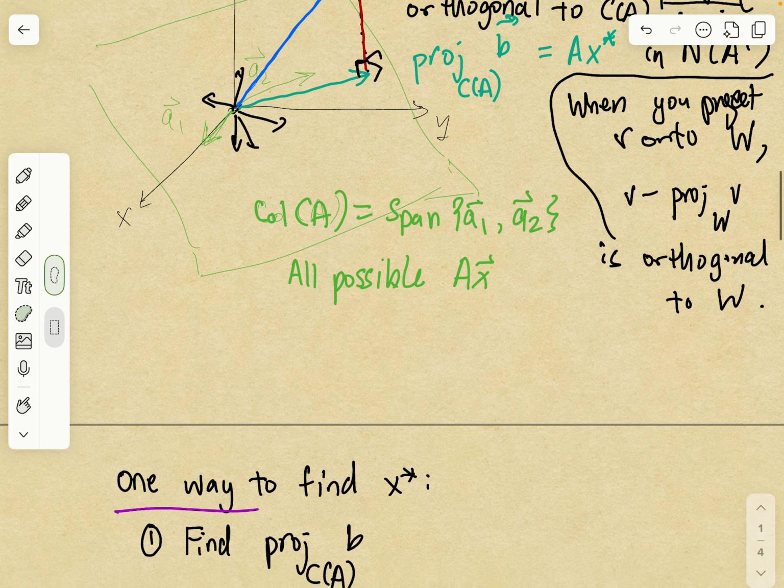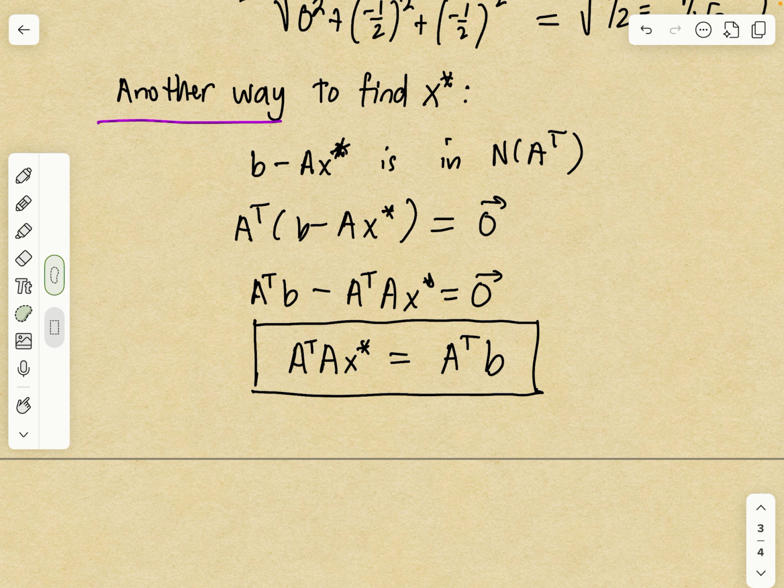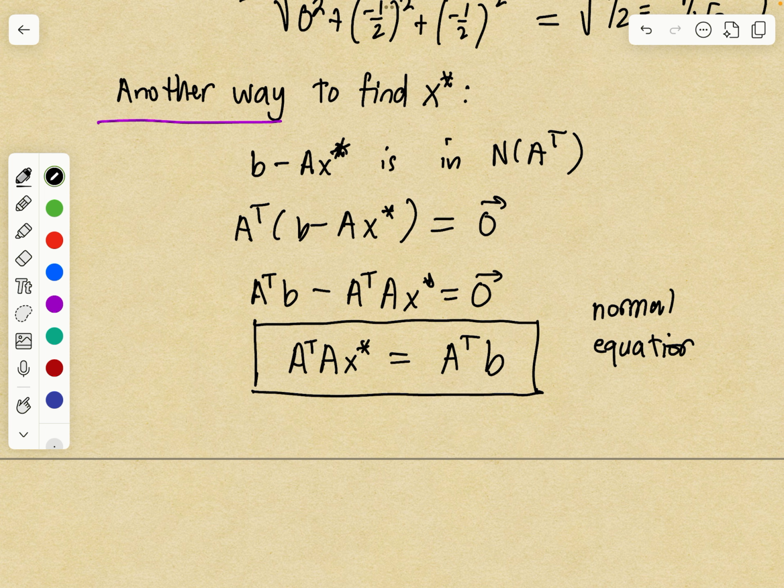So, yeah. So that explains why if X star satisfies this equation, then AX star has to be the projection of B onto the column space. Okay, and this equation is called the normal equation, or the normal equations. If you think about this as a matrix times vector equation, it's really a simultaneous equation.